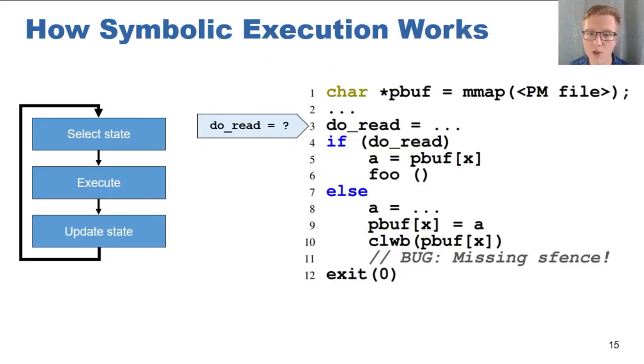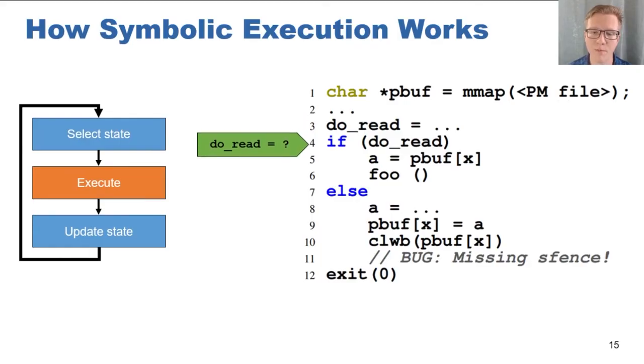So in symbolic execution, we're essentially executing a program. We start out by picking a symbolic state, which represents the state of the program execution at a particular program counter, and includes the values of local variables in memory. We then execute the current instruction and increment the program counter. We then update the state based on the result of this instruction. In this case, we update the value of doRead to be a symbol, which represents any value rather than a concrete value like 1 or 0.